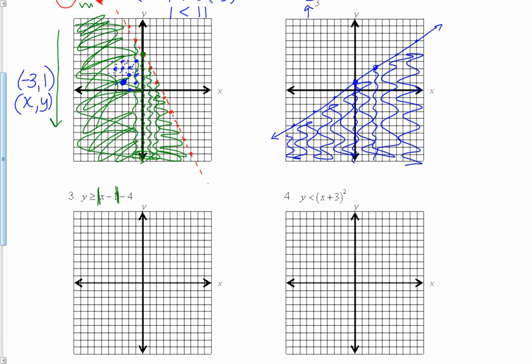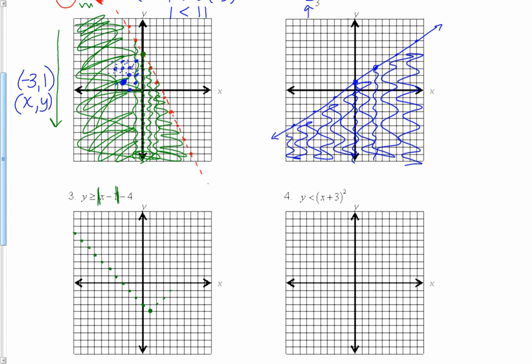My V has been scooched 1 to the right because there's a -1 on the inside, and down 4 because there's a -4 on the outside. My V has a slope of 1, so I'm just going to plot some points, up 1 over 1 and up 1, 1 to the left on the other side.